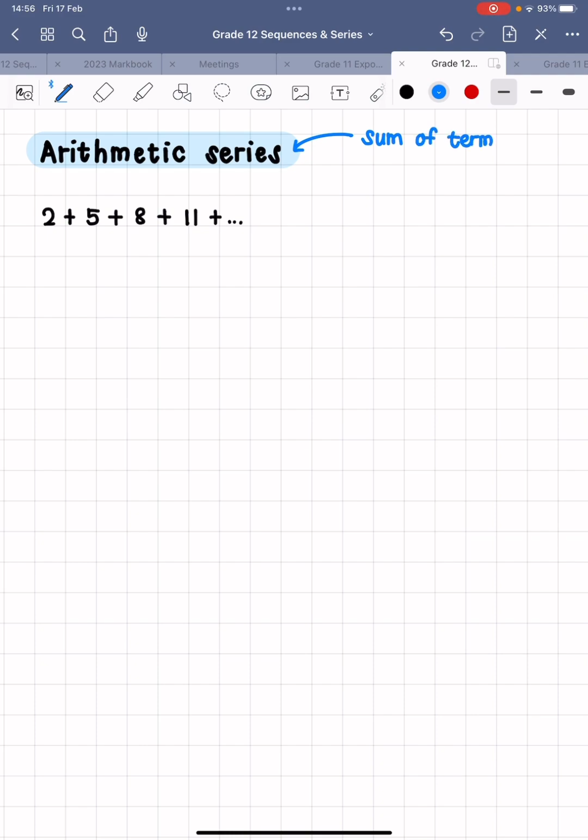So essentially, instead of having a semicolon in between the terms, we have pluses in between the terms. Sometimes we even have minuses in between the terms when our terms are negative. So here is an example. We have listed a few numbers here, and you can see that I've put pluses in between them. So I have 2 plus 5 plus 8 plus 11.